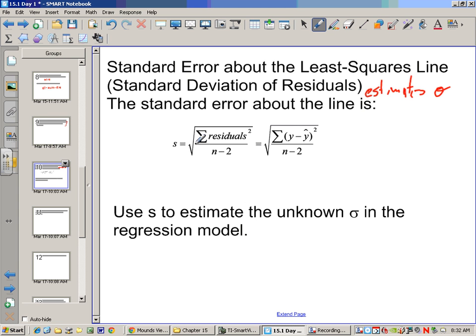Now our calculator does not have an easy way of computing this. Well, there actually is an easy way to compute it, but we'll learn that tomorrow actually. The way to do this without it, we can find the sum of y minus y hat squared divided by n minus 2, and then square root it. So this is the residuals. We just add up all the squared residuals divided by n minus 2 and square root it.